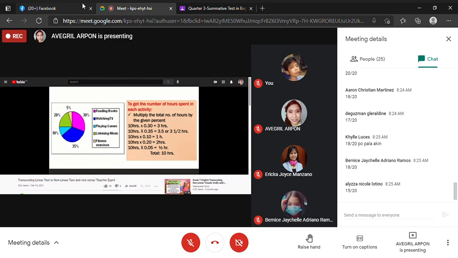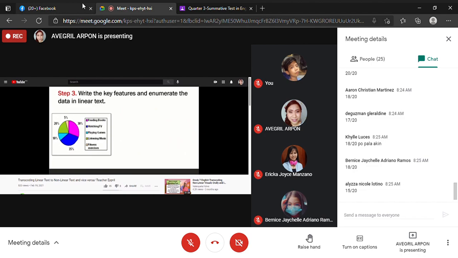First, let us change the given percent to decimal numbers. 10 hours times 0.30 equals 3 hours. 10 hours times 0.35 equals 3.5 hours. 10 hours times 0.10 equals 1 hour. 10 hours times 0.20 equals 2 hours. And 10 hours times 0.05 equals half hour. Total is 10 hours.